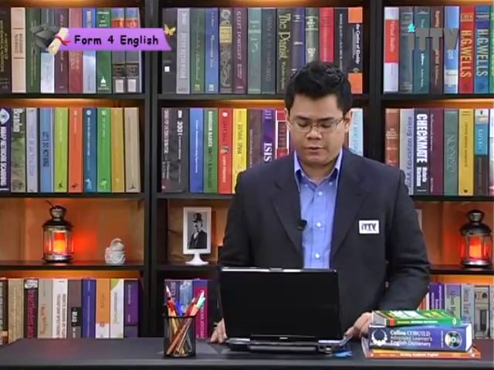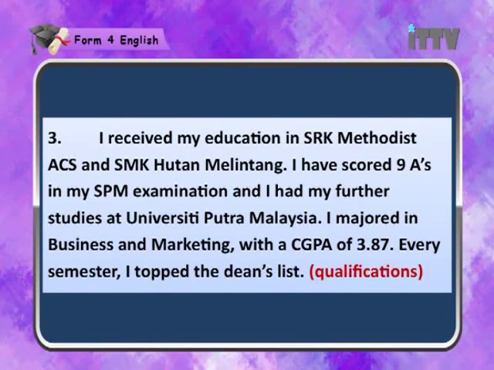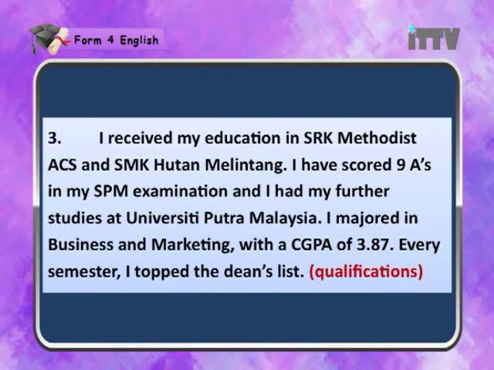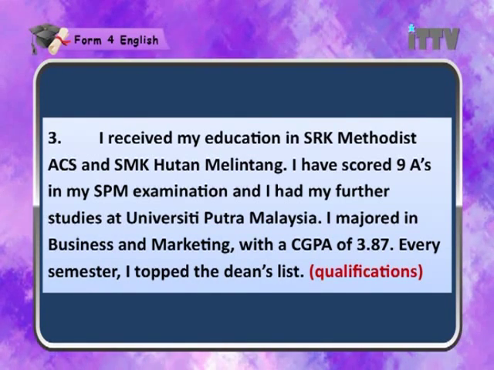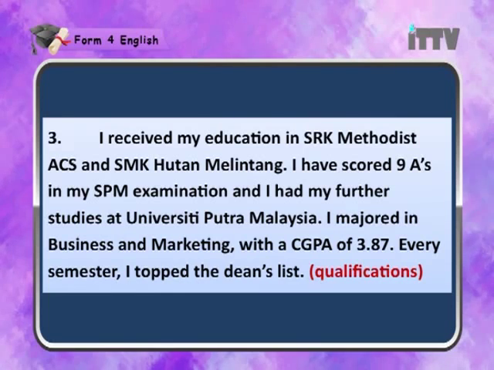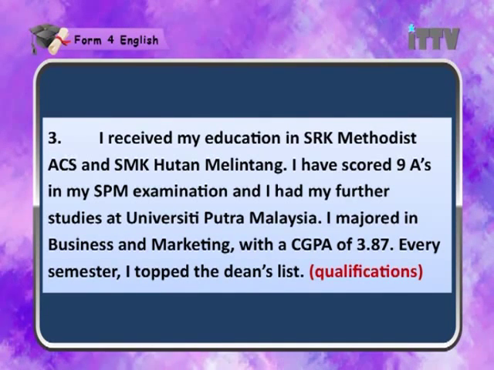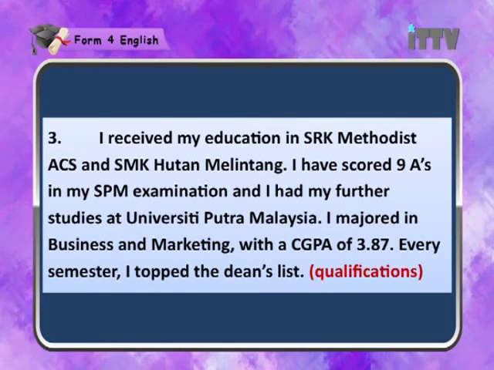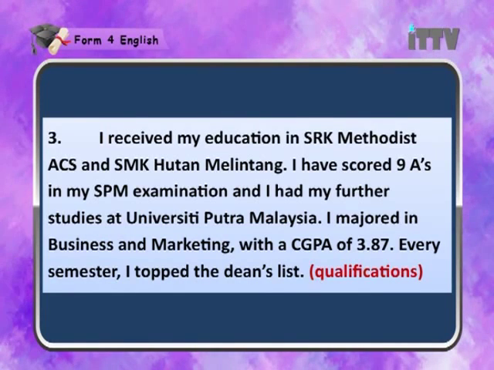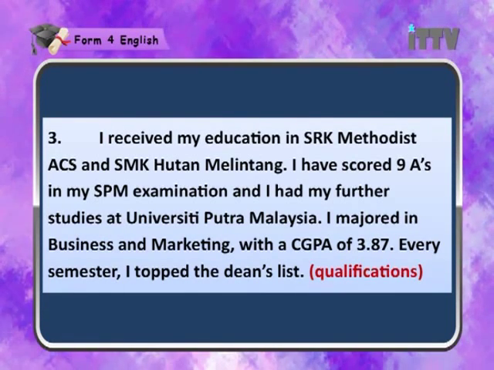Now we're going to move on to the next part of the letter. So after telling the person about yourself, what do you talk about next? So let's take a look. Next paragraph, again, 3, space. Now we talk about qualifications. So let's read this. I received my education in SRK Methodist ACS and SMK Hutan Melintang. I have scored 9 A's in my SPM examination, and I had my further studies at University Putra Malaysia. I majored in business and marketing with a CGPA of 3.87.